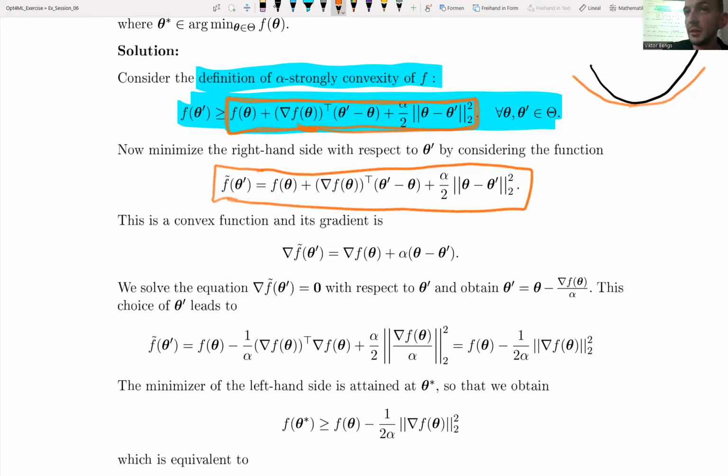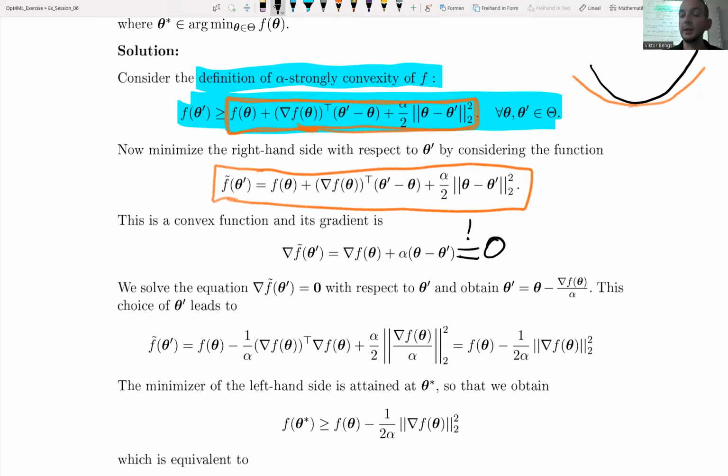Now, how do we find the minimizer of a convex function? We set the gradient to 0 and solve the equation with respect to our variable, namely theta prime in this case. And, well, set this here to 0. And this is what we want.